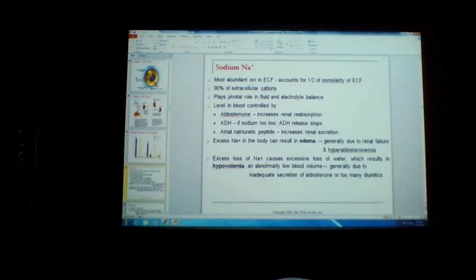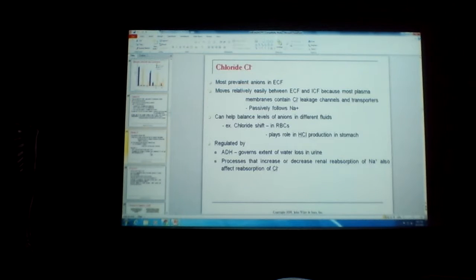So what is the hormone that is key to sodium balance? This is the one: aldosterone. And then the opposite is atrial natriuretic peptide. But remember this, aldosterone. In fact, aldosterone is also key for maintaining potassium balance. Next is chloride. This is the most abundant anion outside the cell.